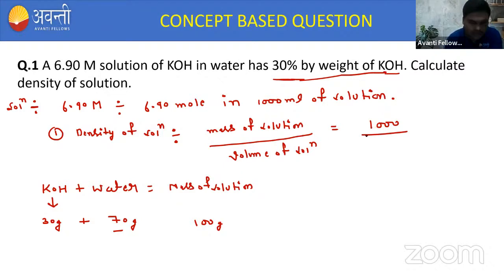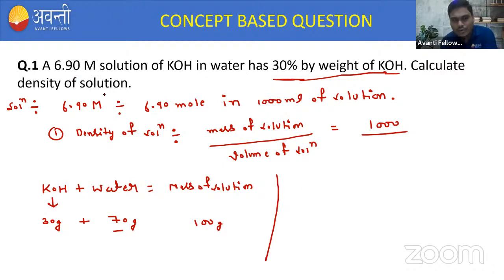And the volume of the solution is what? Can anyone tell, what is the volume of the solution? That is a 6.9 molar solution of KOH in water at 30% by weight. What is this 6.9 molar solution of KOH? What do you mean by this? So can you calculate the weight of the solution by this? Yes, we can calculate. How?